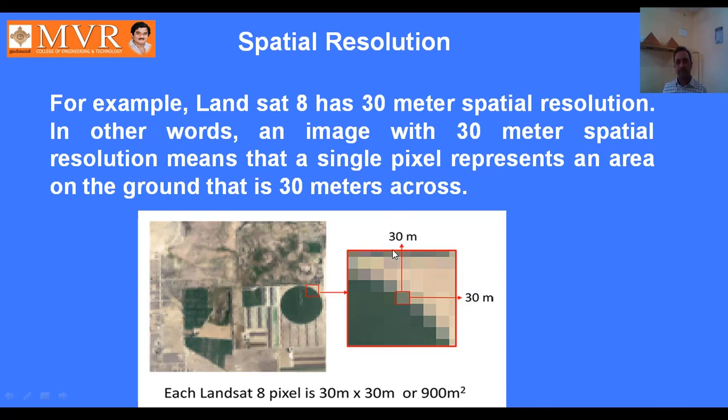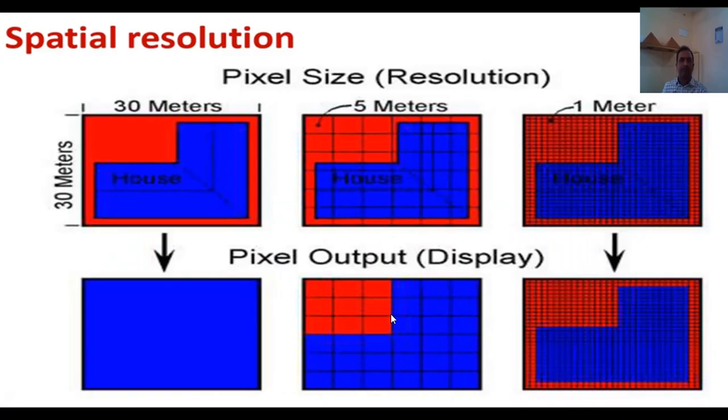So, if the pixel size is 30 meter, then the resolution is very low. If the size is decreasing, then the resolution is very high. I will show you in the next slide. For example, at 30 meter resolution, the entire house comes into a single pixel. For example, at 5 meter resolution, the entire house is displayed like this.